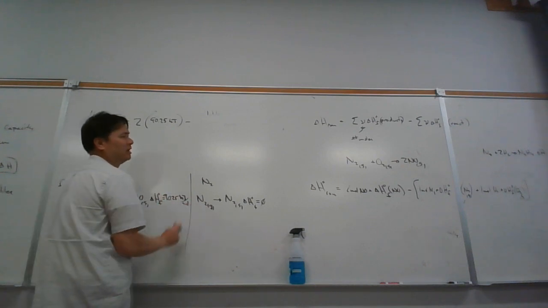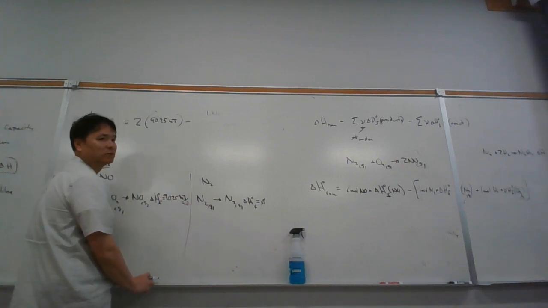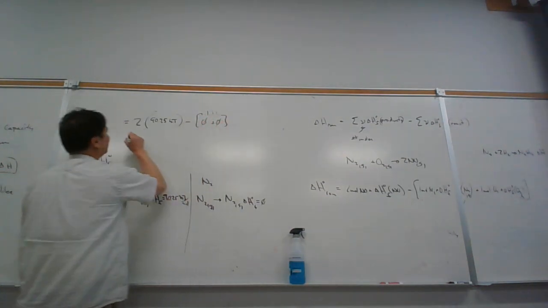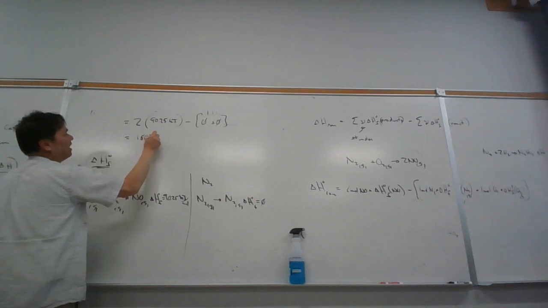And so what do you think the delta H of formation of oxygen, O2 gas, is? Zero. So this is going to be minus 0 plus 0. And so this is going to give us 180.5 kilojoules.